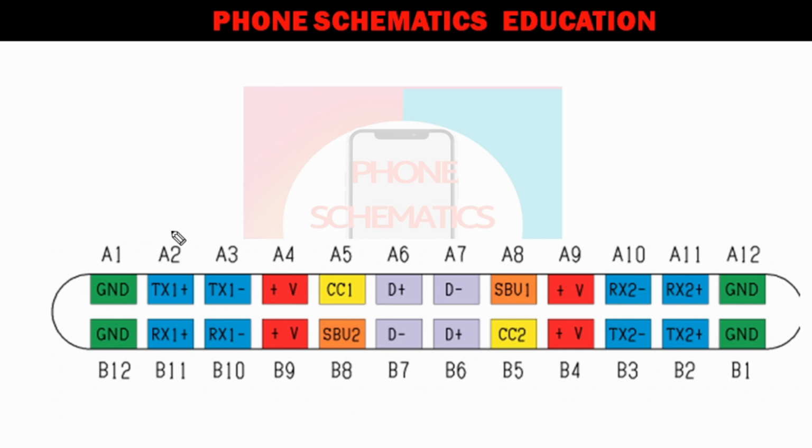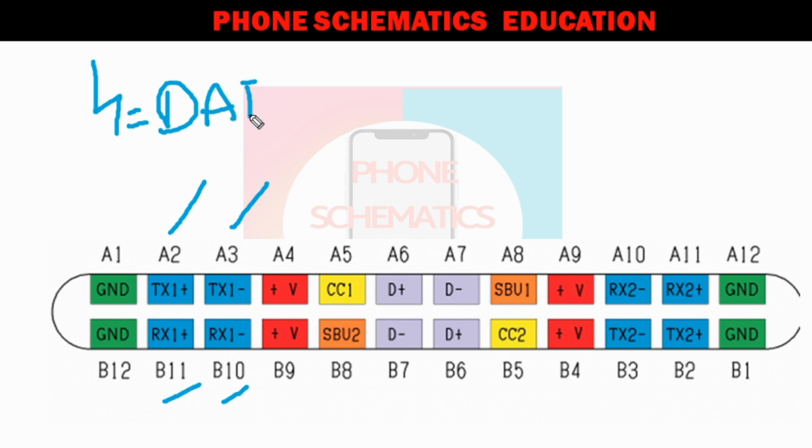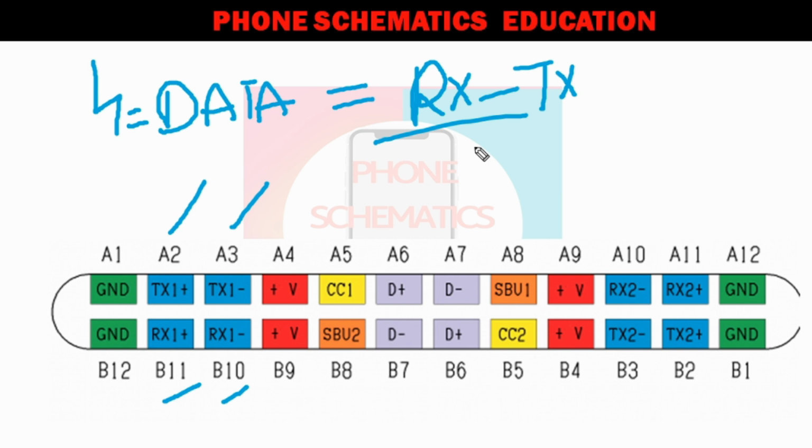Now after this you will see A2, A3, B11, B10 and so on. These 4 pins are also data pins, right? These 4 pins work in pairs. As I already told you, D plus and D minus are also called RX and TX in a micro USB port. Data pins are also called receiving and transmitting, RX and TX. So same, you will see RX and TX.